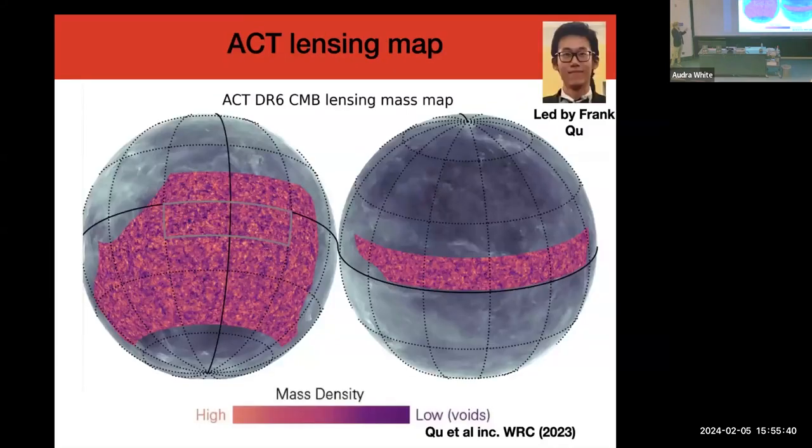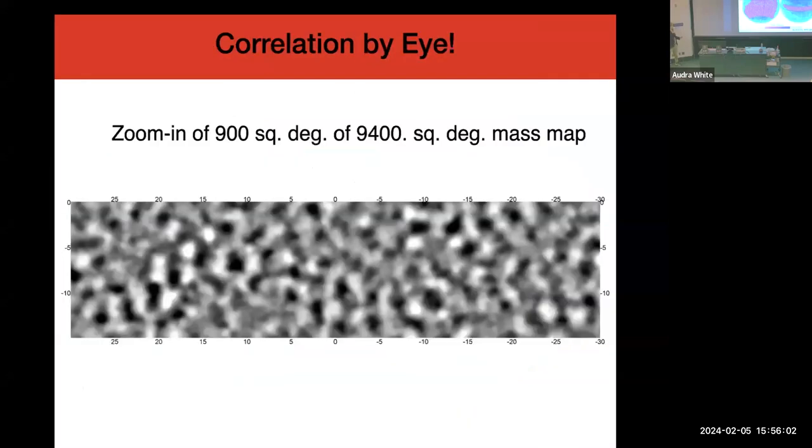An example of this is shown here in some work led by my collaborator Frank. This is a map of the integrated matter in the sky observable by the Atacama Cosmology Telescope. This really improves on the small scales compared to the previous best. And this is publicly available for anyone to download and use for a range of interesting projects.